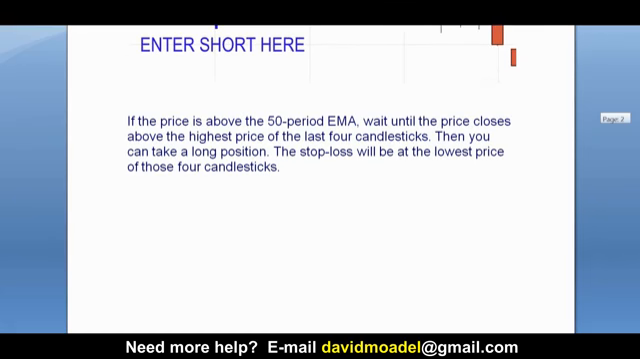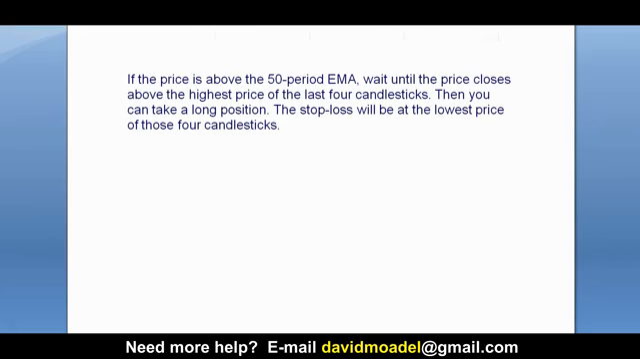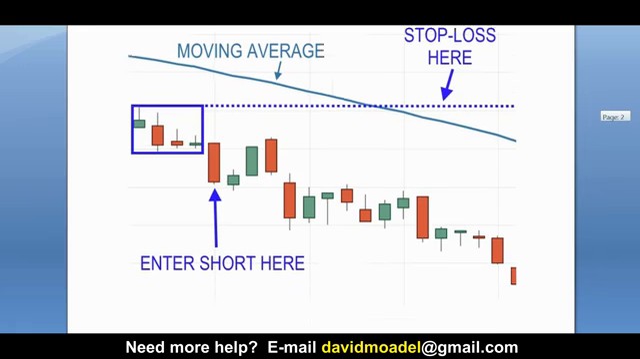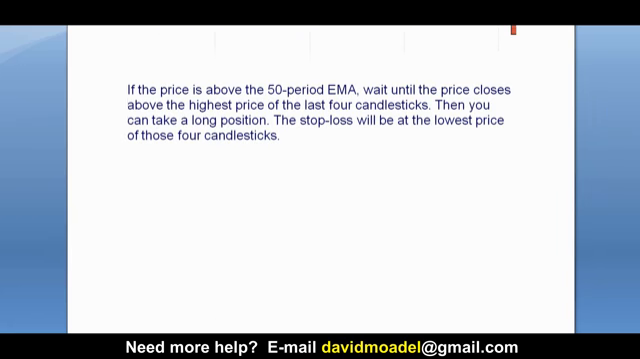Now, what if you want to take a long position? Well, if the price is above the 50-period EMA, so this was an example of below for a short position. If the price is above the 50-period EMA, wait until the price closes above the highest price of the last four candlesticks. So it's just the opposite, basically. And then you can take a long position. You can buy. And the stop loss would be at the lowest price of those four candlesticks. So it's just the opposite. You just flip it all around.